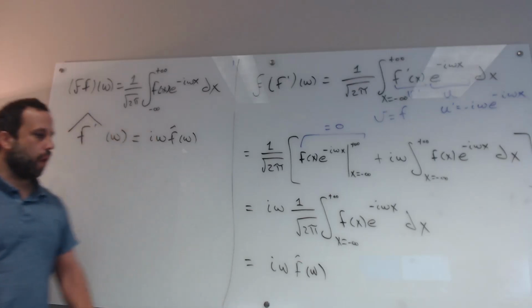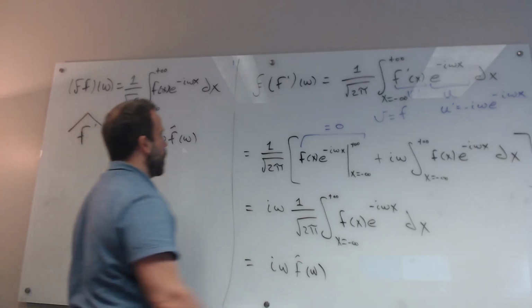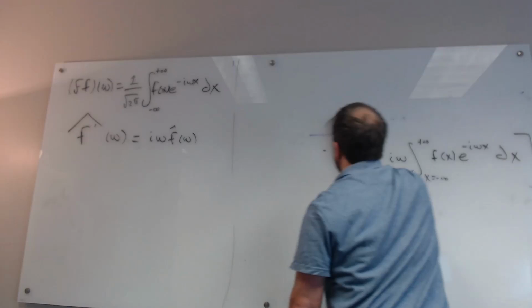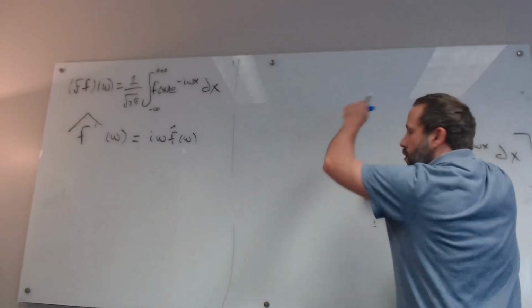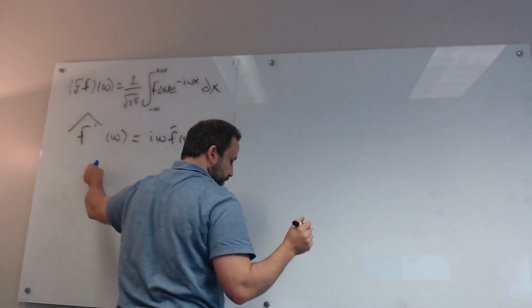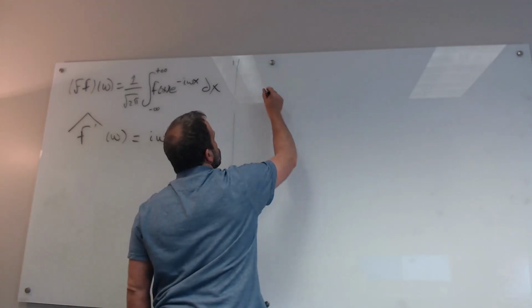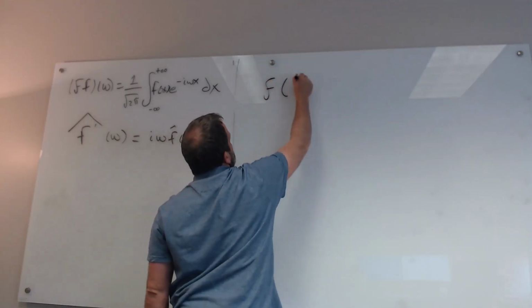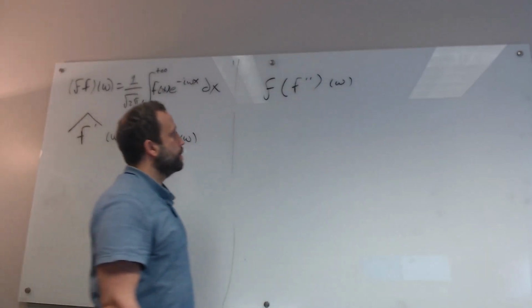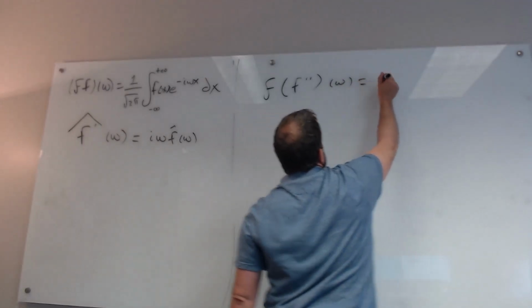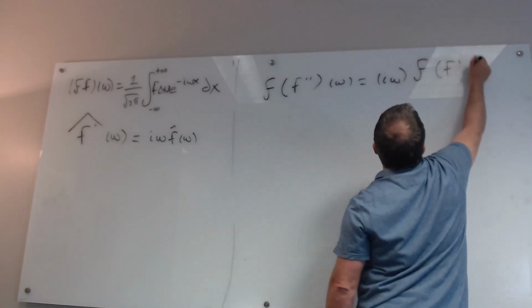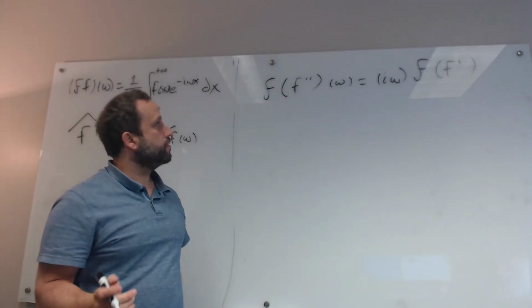So now I want to find the Fourier transform of f double prime, in other words, the Fourier transform of the second derivative. Now I could go through this whole process again. I'd have to do integration by parts, but maybe I can use what I've already figured out here. So the Fourier transform of f double prime at omega is equal to i omega times the Fourier transform of f prime, because f double prime is just the derivative of the derivative.